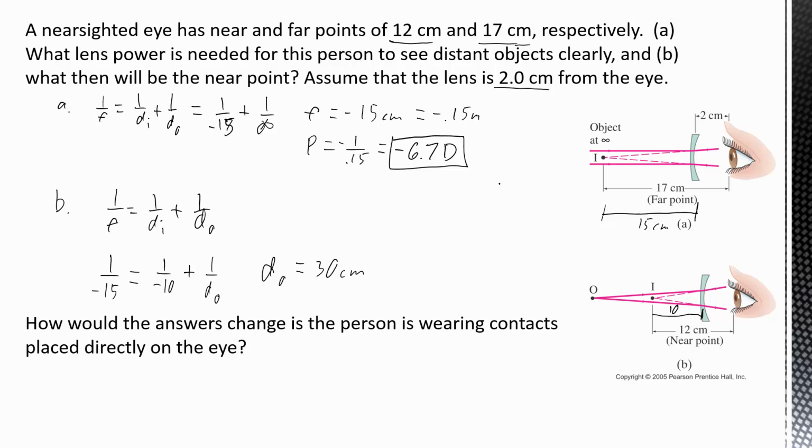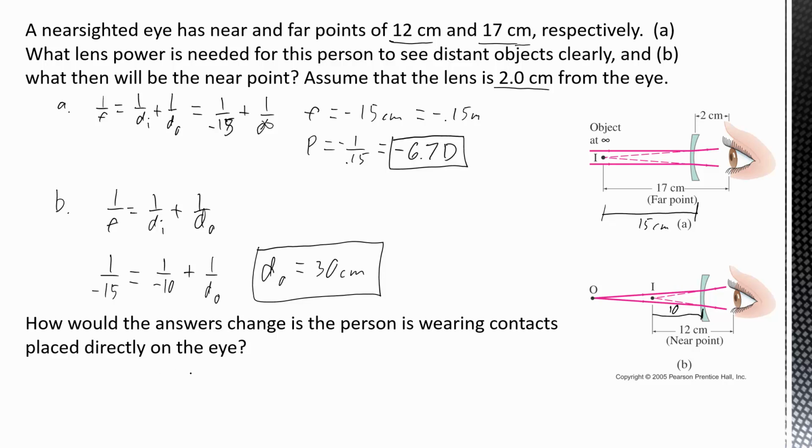So before we could see things all the way up to 12 centimeters away. Now we have to hold them out at 30. Now 30 centimeters isn't all that far, so this might not be a big deal. You can still see things. If you're trying to read, holding it at 30 centimeters is probably not a big deal. But again, there's always kind of trade-offs.